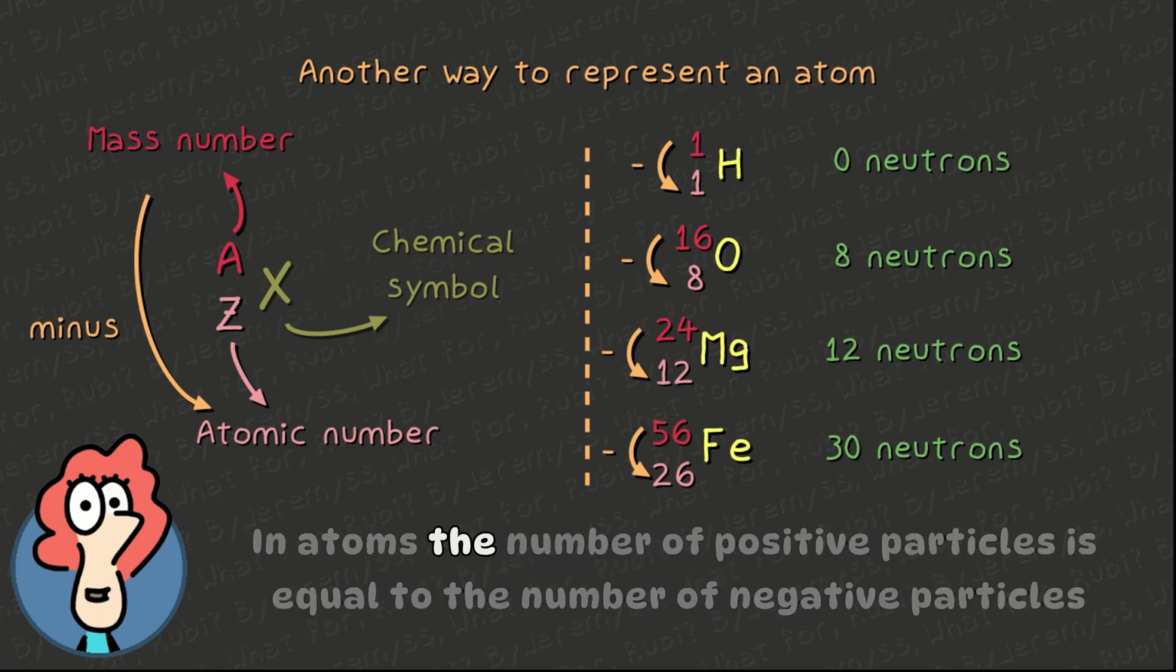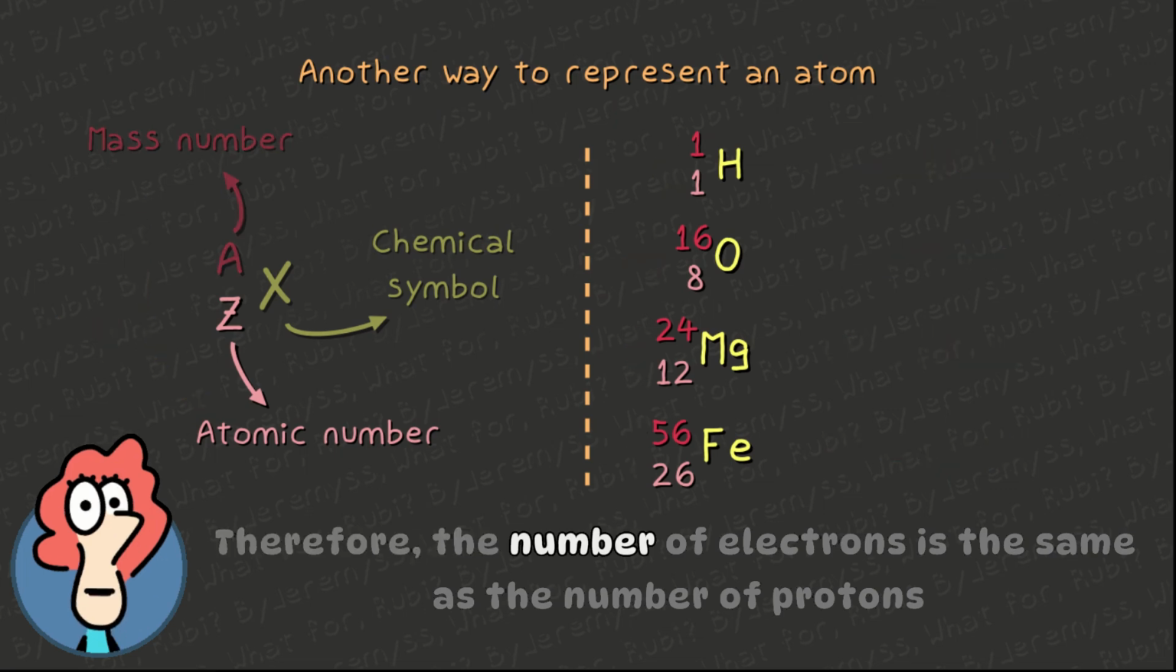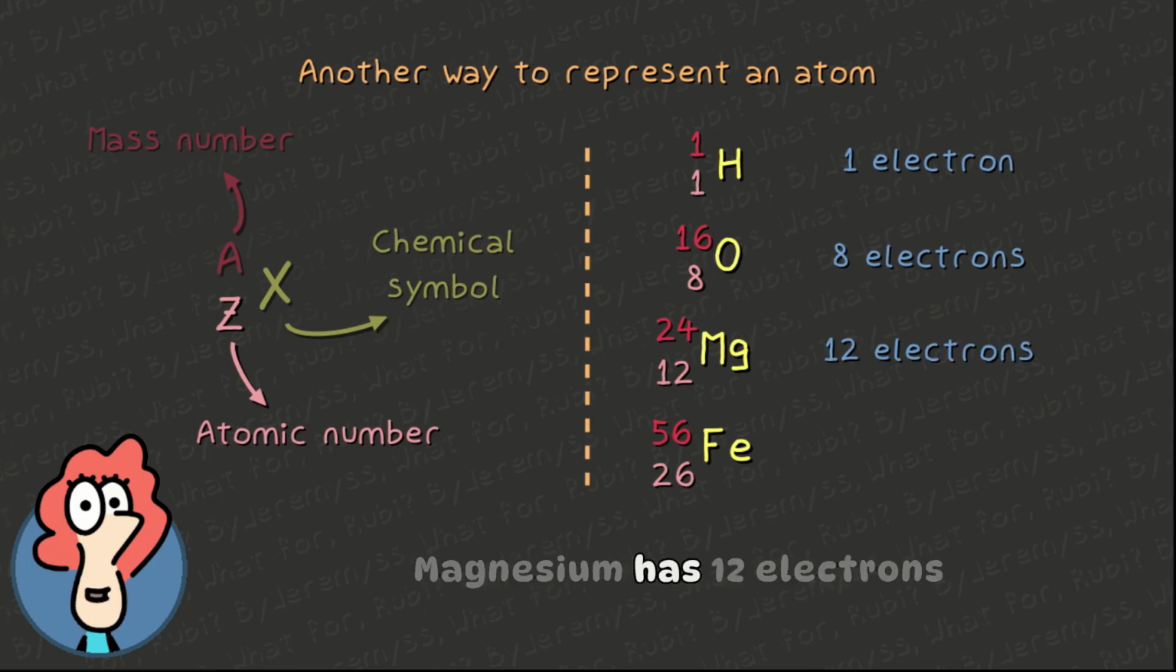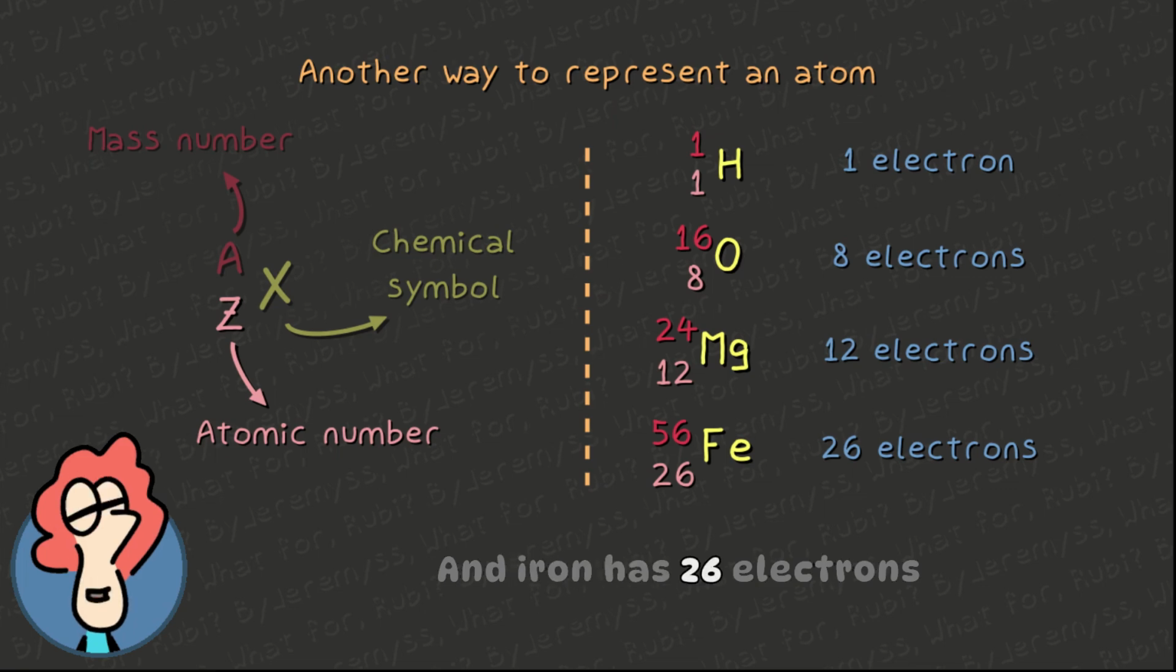In atoms, the number of positive particles is equal to the number of negative particles. Therefore, the number of electrons is the same as the number of protons. Hydrogen has 1 electron. Oxygen has 8 electrons. Magnesium has 12 electrons, and iron has 26 electrons.